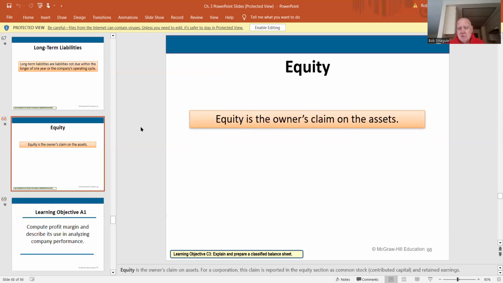And equity is the owner's claim on the assets. It's the net worth of the company on paper. It's the assets minus the liabilities, right? Equal the equity.